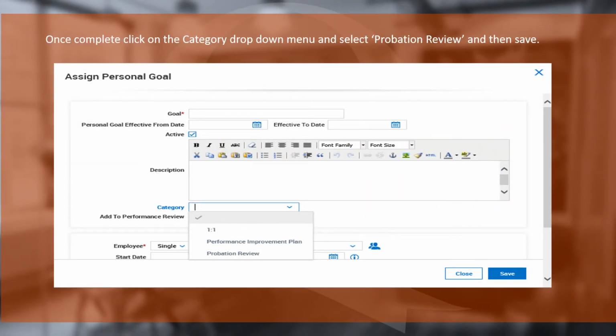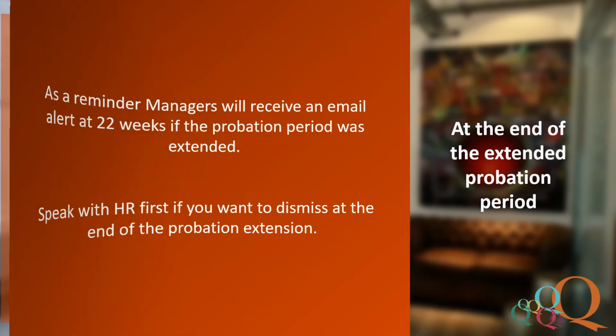Once you have completed this information, you should click on the category drop-down menu and select Probation Review. Once you have done this, you can then press Save.